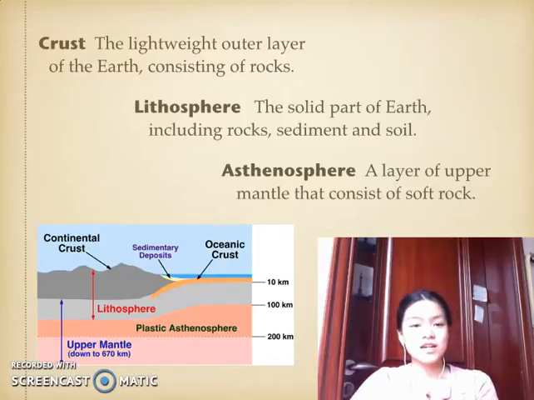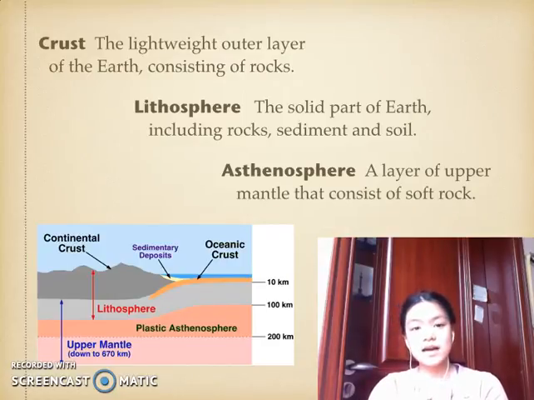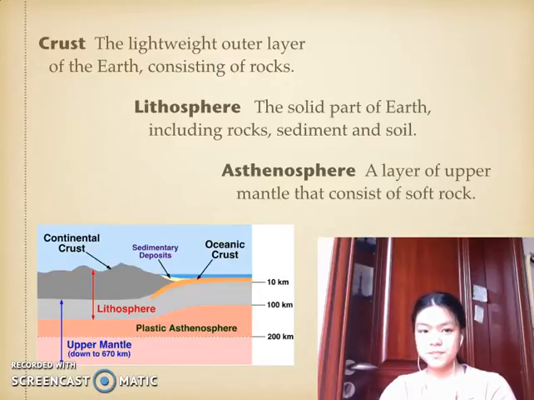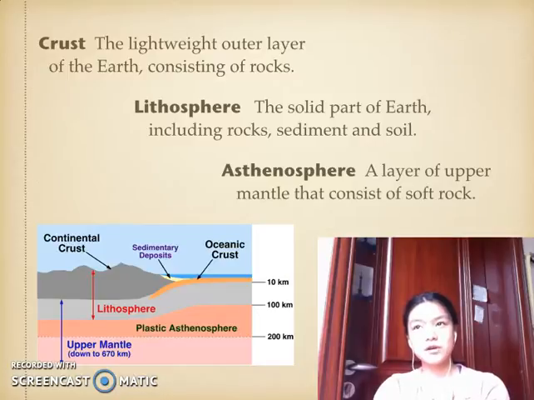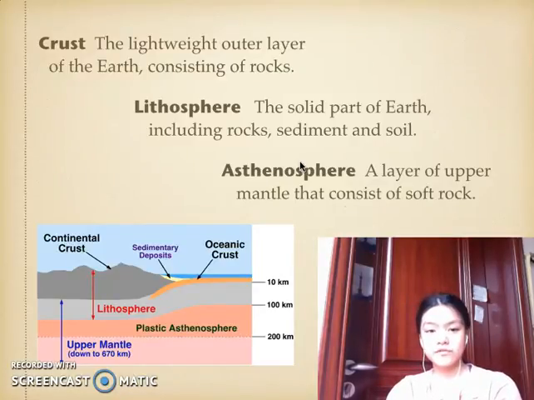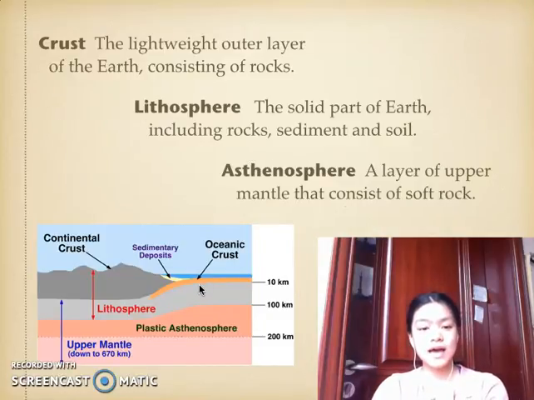First, the layer which we are currently standing at is called the crust. The crust is the lightweight outer layer of Earth consisting of rocks. And crust belongs to a sphere of the Earth called lithosphere, the solid part of Earth, including rocks, sediment, and soil. And a little bit beneath that is called the asthenosphere.